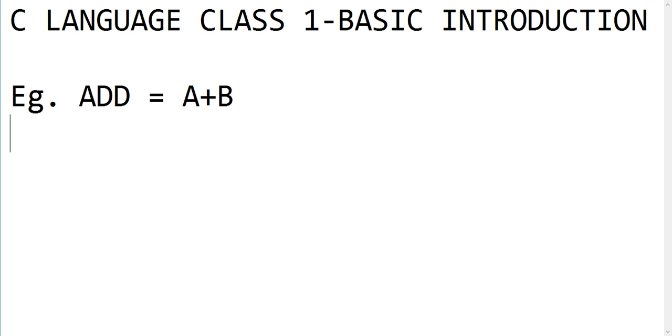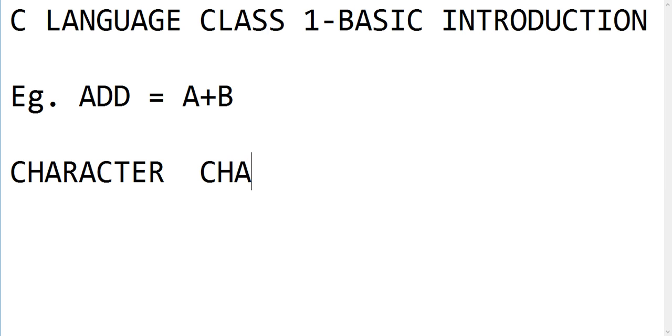So, there are a few features which we call data types in C. The data types have a specific function. For instance, for characters, we write char, a keyword for character. Note that we have to write this in small letters only, and it consists of A to Z.